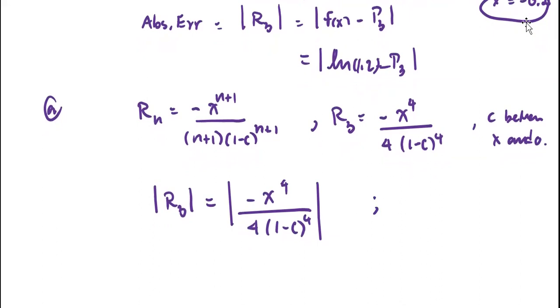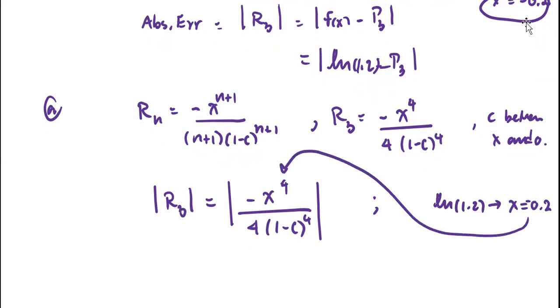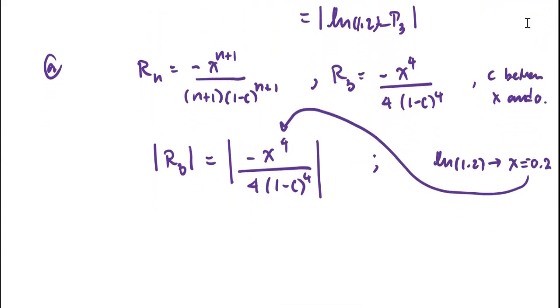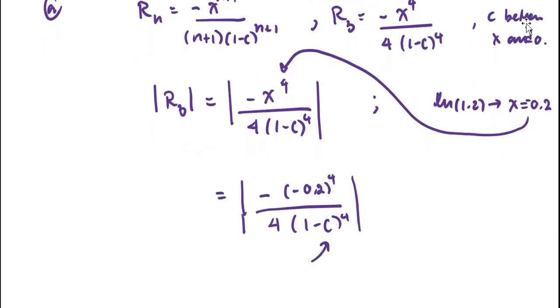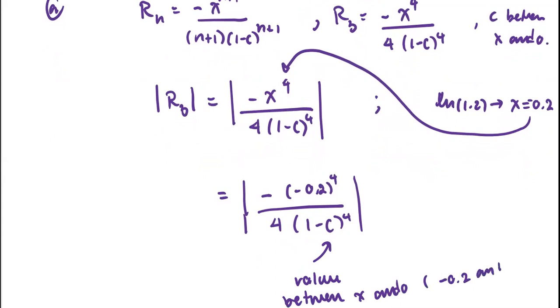And in our case, to approximate the natural log of 1.2, we already set aside x equals negative 0.2, and 0.2 can be used in the formula here. Therefore, the absolute value of R3 would be the absolute value of negative 0.2 to the 4th power divided by 4 times 1 minus c to the power 4. And now the c that we can use here could be any value between x and 0, which means between negative 0.2 and 0, including negative 0.2 and 0 as well.